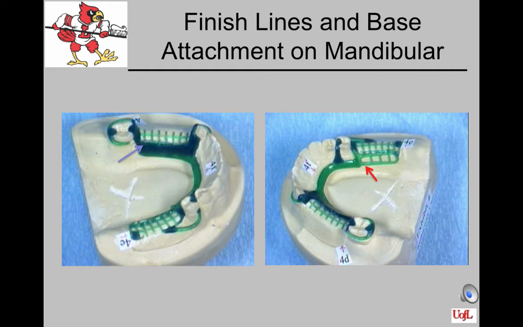On the right, note that the lower border of the major connector has been placed close to the functional floor of the mouth. The base attachment starts 2 millimeters above the inferior border of the major connector. It joins here in order to make the area strong enough by having enough connection to the guide plate and to the major connector. By coming up 2 millimeters from the bottom of the major connector to the start of the base attachment, we allow room for acrylic to be completely flowed around the base attachment and for it to become confluent with the lower border of the major connector.